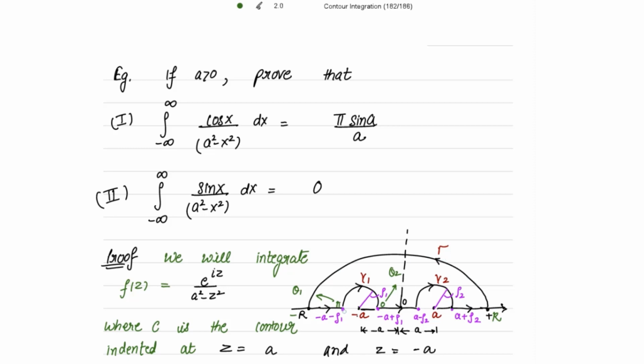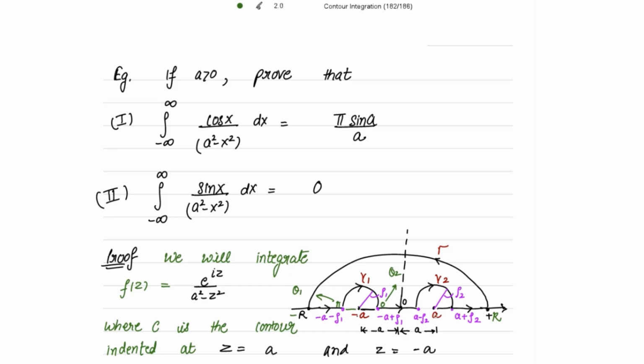And what is this point? This is minus a minus rho 1, because the distance between 0 and minus a, you just have to add this small radius, negative rho 1, to get this point. So adding minus a and minus rho 1, you get minus a minus rho 1. And then for this point, you have to subtract the radius, so this is minus a minus of minus rho 1, and the difference becomes minus a plus rho 1.